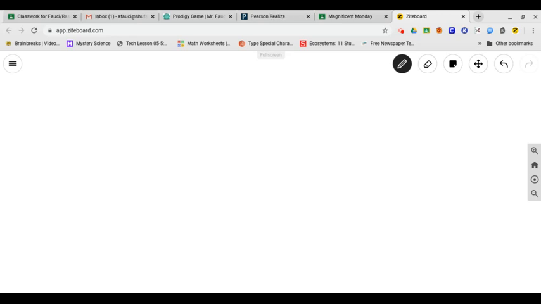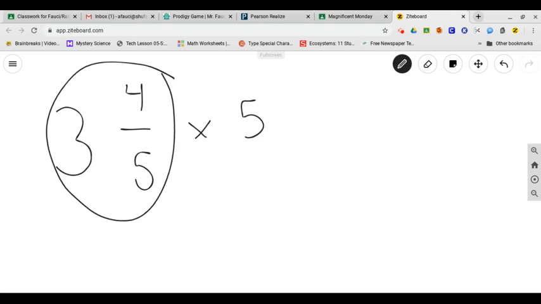So if we have 3 and 4/5 times 5. What's most important is first we need to change this mixed number into an improper fraction. Now, if we were to estimate this, the 3 and 4/5 is about 4. And if we did 4 times 5, our answer should be somewhere around 20. So that's really the whole estimating part.